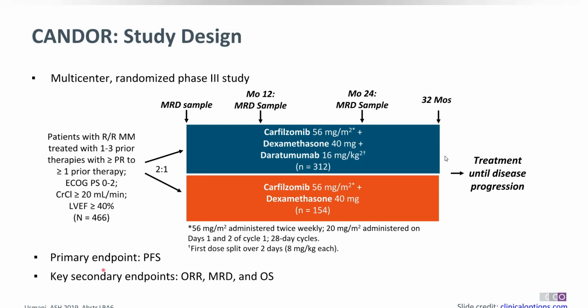Now we are going to discuss this new trial, the CANDOR trial, which was published at ASH 19. Patients were relapsed refractory with 1 to 3 prior therapy failures, with at least partial response to at least one of the prior therapies, good ECOG performance status, and LVEF at least 40%. So 2:1 randomization. CANDOR means they have taken daratumumab, carfilzomib, and dexamethasone, so they have changed both drugs.